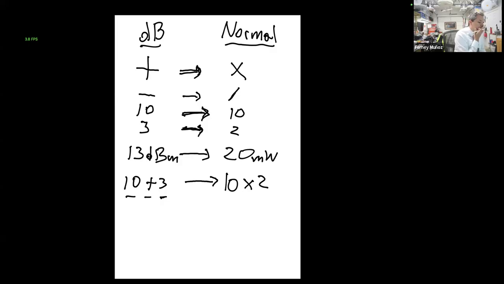Okay, here's another one. Alejandro, you want to help me with this one? The next one? Yeah. Using this trick, if I give you plus minus tens and threes, how do you get to 27 dBm? Any combination of plus minus tens and threes, how do you get to 27 dBm?